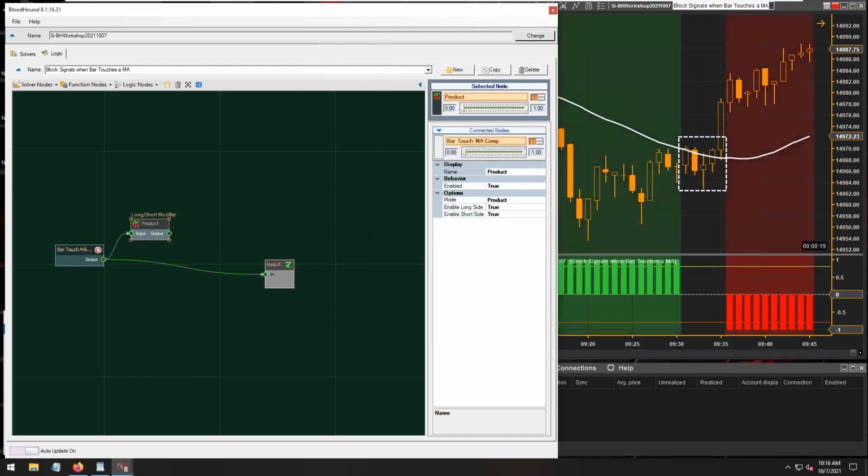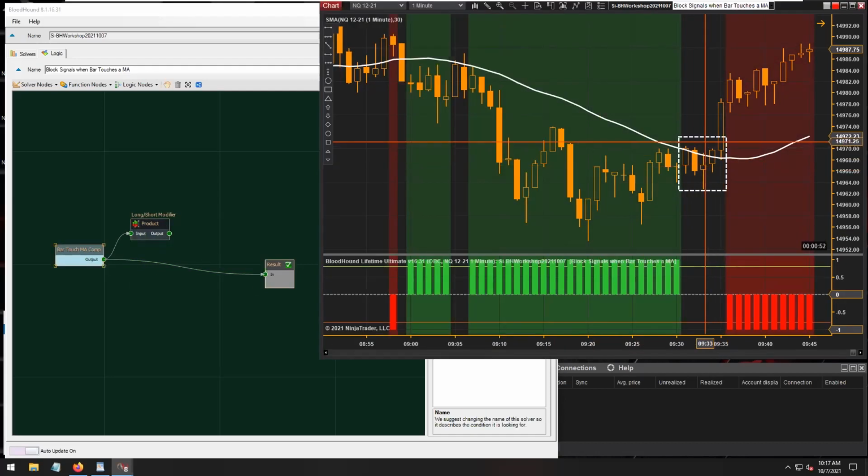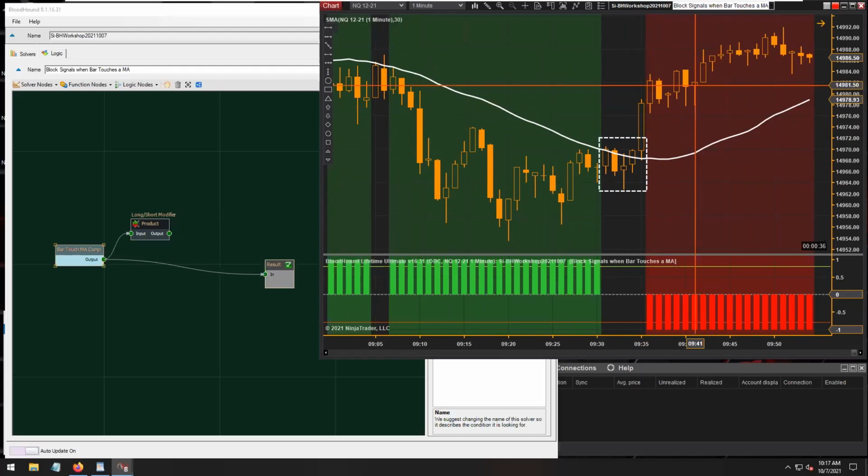Let's look at the solver directly. Now we can see, right, we do kind of have the opposite effect here where when a bar is touching, there is no output from BloodHound. And then if the entire bar is below the moving average, we get a long, or if the entire bar is above the moving average, we get a short. But we want to be able to allow signals in both directions, possibly.